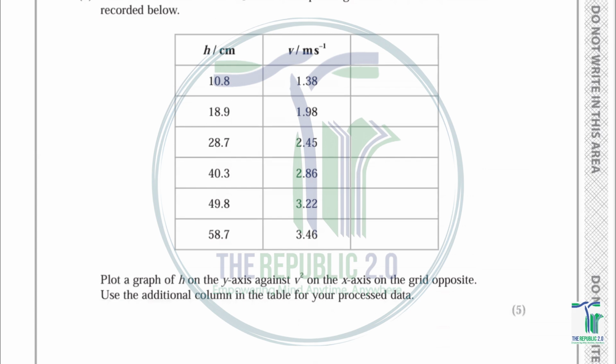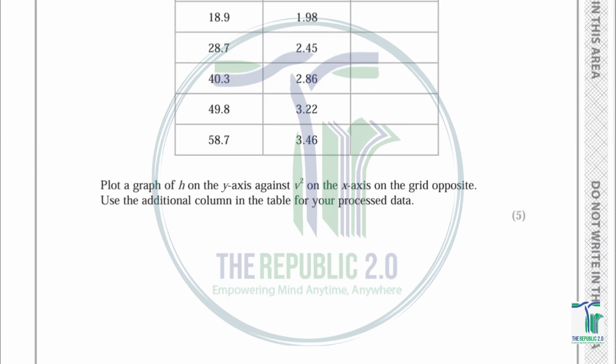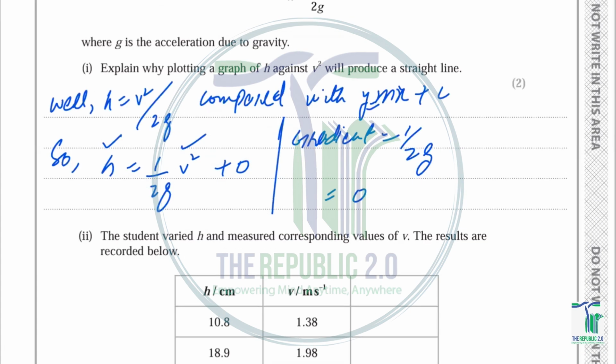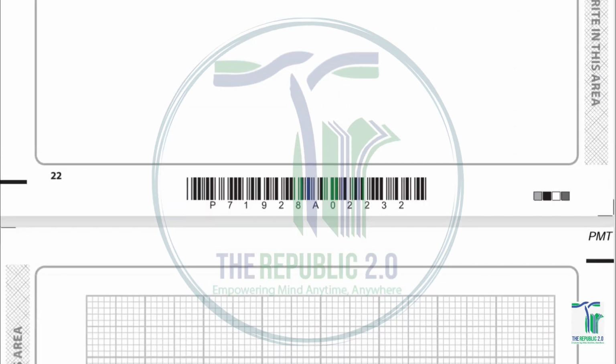The student varied H and measured corresponding values of V. The results are recorded below. You've got this H, you've got this V. Plot a graph of H on the y-axis against V square on the x-axis on the grid opposite. Use an additional column in the table for your processed data. That's quite easy. You just need to take H on the y-axis and V square on the x-axis, and you would have a straight line.